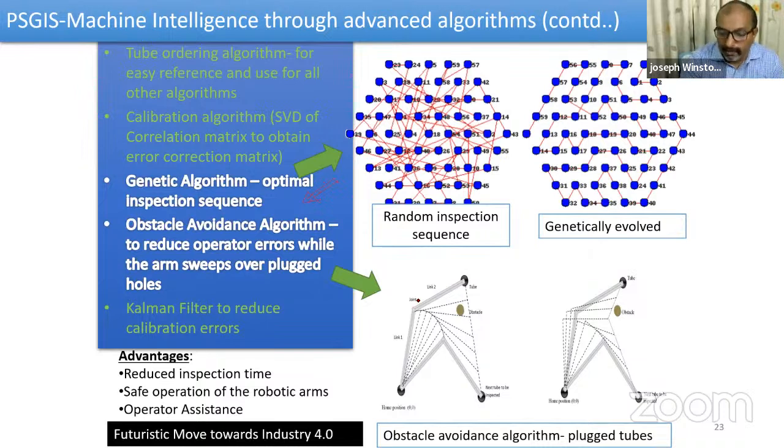And for obstacle avoidance, whenever there is a tube which is plugged, the arm should not overlap the plugged tube, for safety, because the probe or the arm should not hit the plugged tube. So whenever the operator chooses to move from one tube to another, the system generates a via point. Through proper path planning, it deviates, takes a detour and reaches here. All of this is done at the system level. All the operator has to do is load the plugged tube locations only. The rest of the things will be taken care of by this.